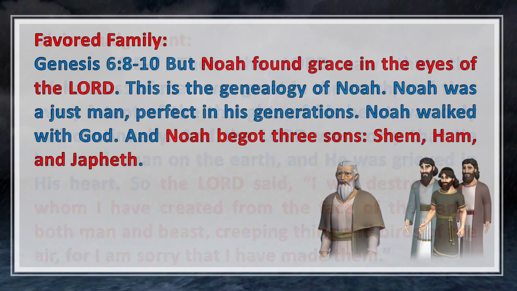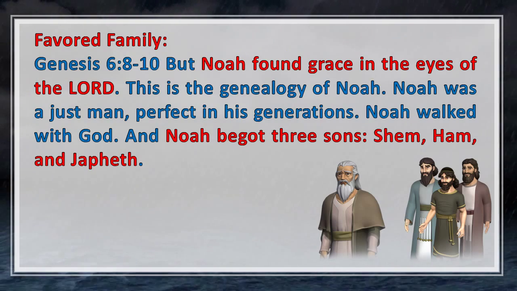Then the Bible's clear that Noah's family was favored by God to be saved from the judgment of the flood by saying, "Noah found grace in the eyes of the Lord. This is the genealogy of Noah. Noah was a just man, perfect in his generations. Noah walked with God, and Noah begot 3 sons, Shem, Ham, and Japheth."